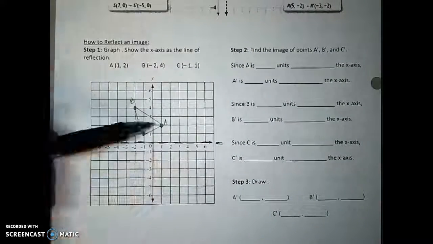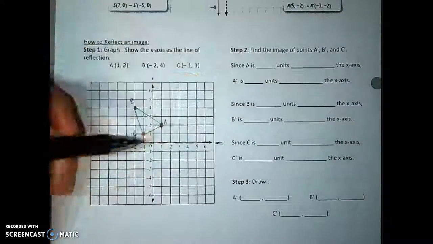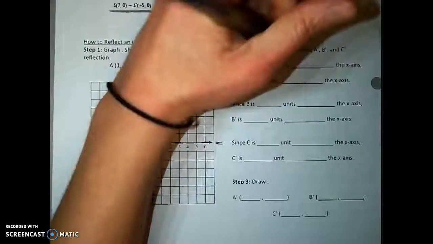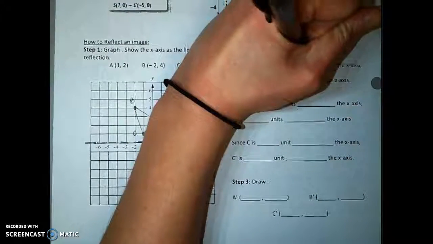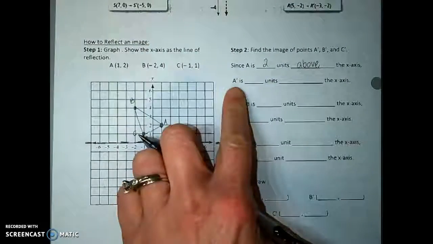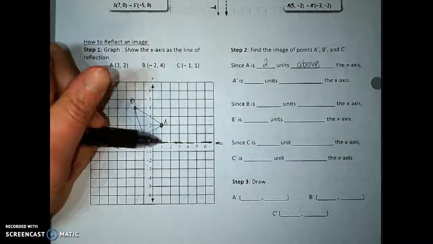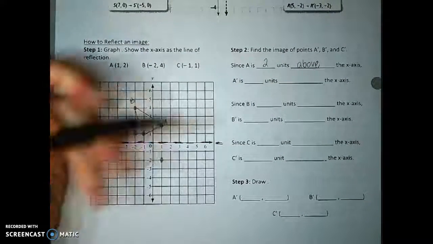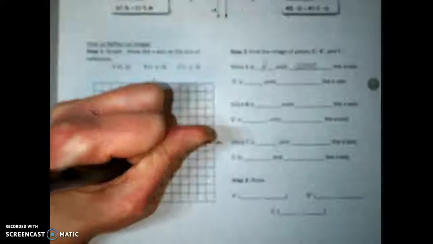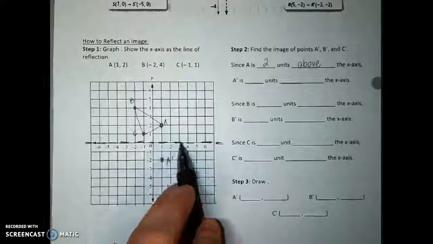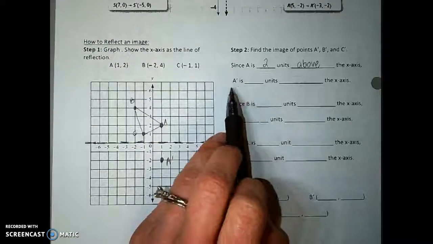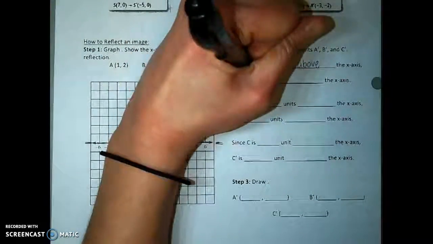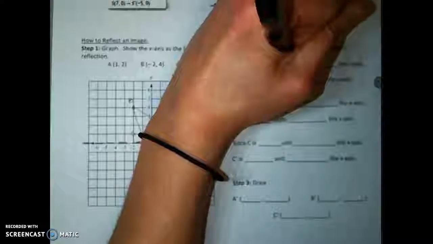So we know if we look at A, it is 2 units away from the x-axis, and it's above the x-axis. And so when I draw A prime, it has to be 2 units away, but below. So it has to be 2 units away, but on the opposite side. Notice that my x value didn't change at all because I just want it to be straight across the x-axis. So A prime is going to be 2 units below the x-axis.